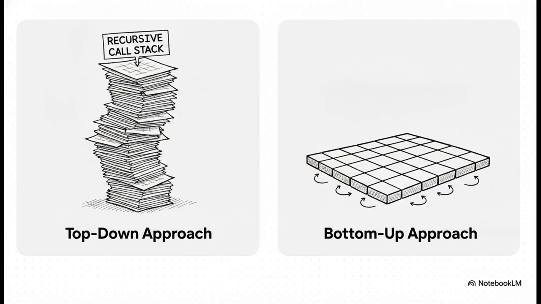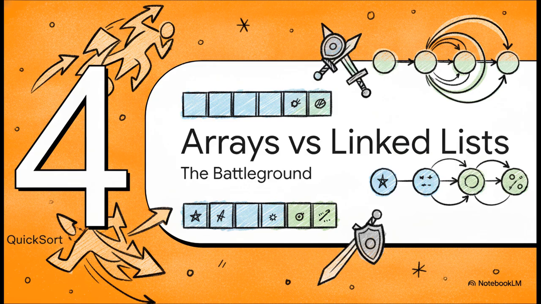If you switch from a recursive top-down approach to an iterative bottom-up approach, where you literally start with sublists of size 1 and iteratively merge them, you require a magically efficient O(1) constant extra space for your pointers. That is a massive win. This brings us to Section 4, arrays versus linked lists.